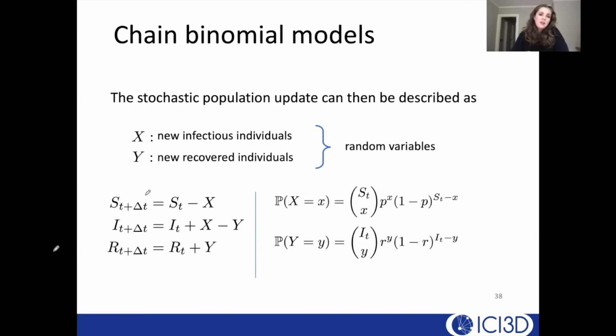And similarly to our other update equations, we're going to have t plus delta t as our new time. And now we will subtract X, the number of new infectious individuals, from the susceptibles. For the number of infectious individuals at the next time step, we start with the current number of infectious individuals, add the new infectious individuals, and subtract the recovered individuals. So then the number of recovered individuals at the next time is the current number of recovereds plus the newly recovered individuals.